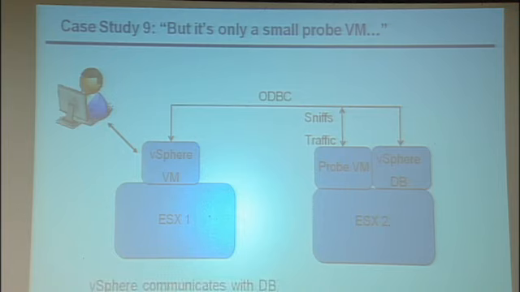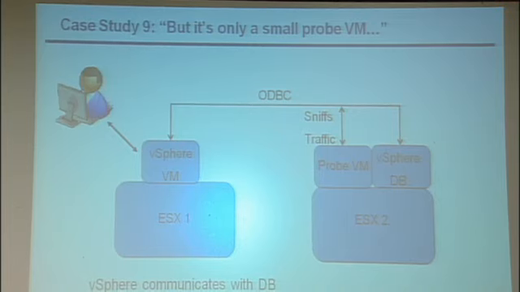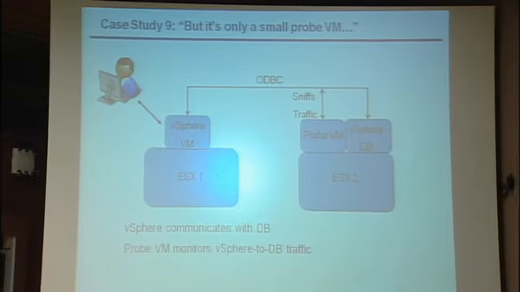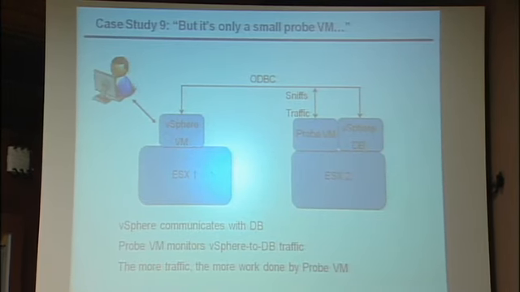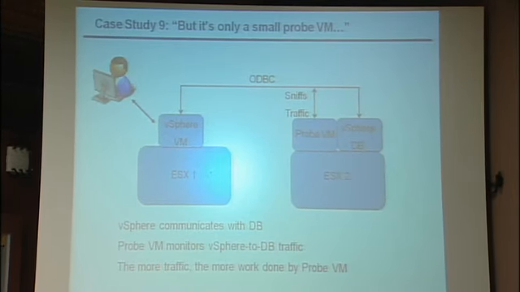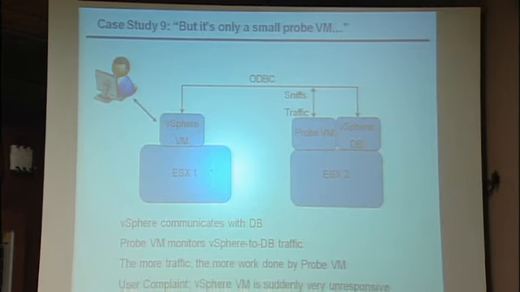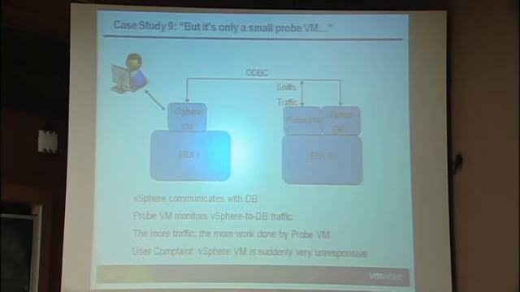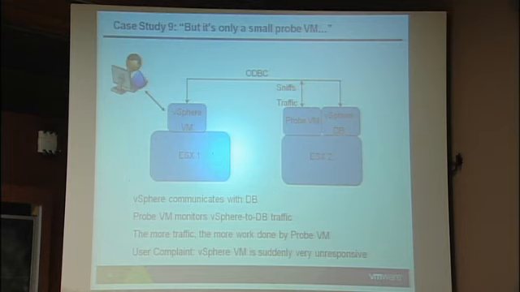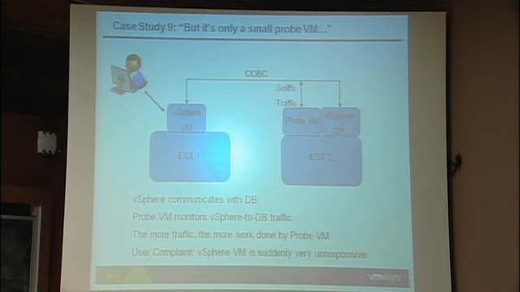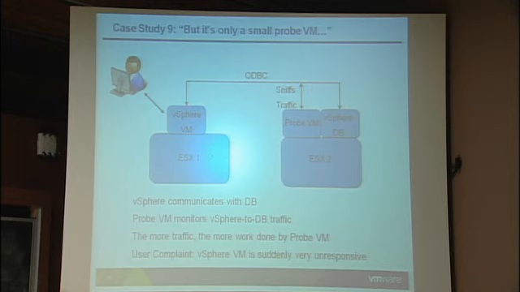So, as I've said, the vSphere VM communicates with the database. This probe VM is monitoring any traffic that's going to that database virtual machine. And therefore, as you can imagine, the more traffic that's being sent between this vSphere VM and the database, the more work that probe VM has to do. Okay, here was the complaint. My colleague called me up and he said, hey, I'm having a little bit of a problem with my vSphere VM. All of a sudden, it's completely unresponsive.